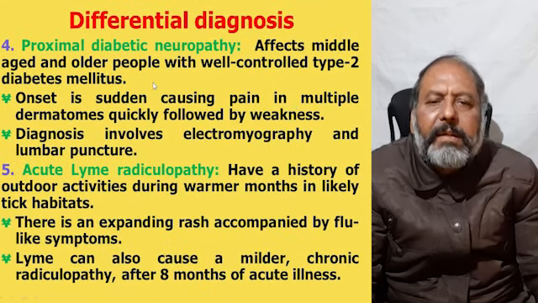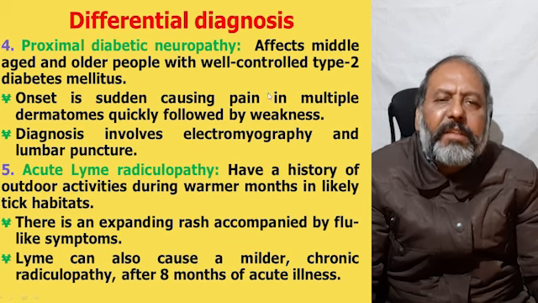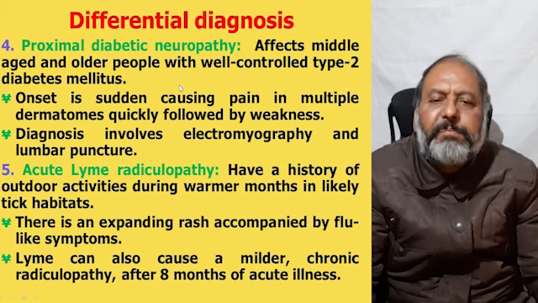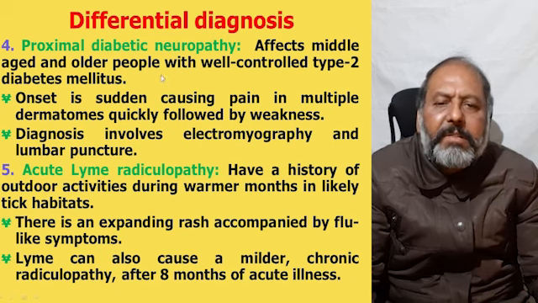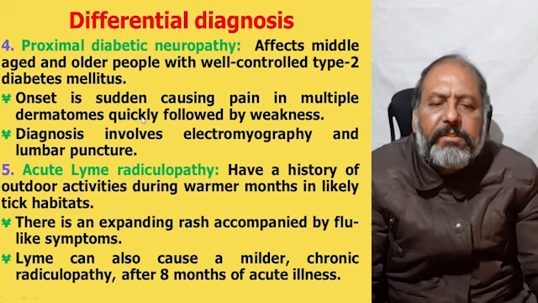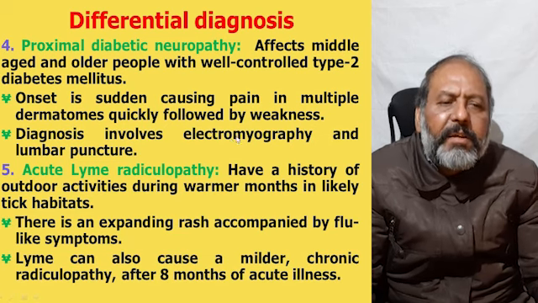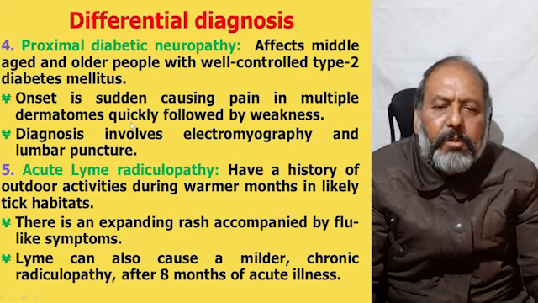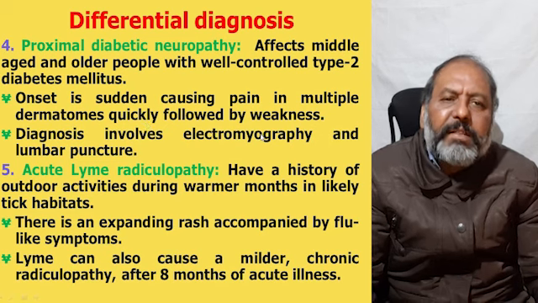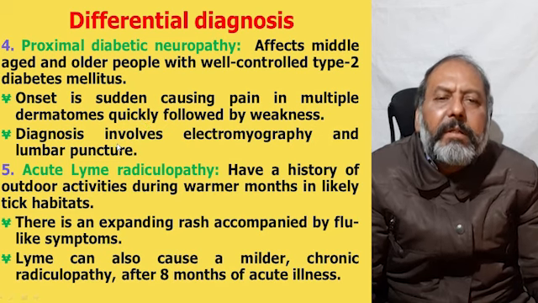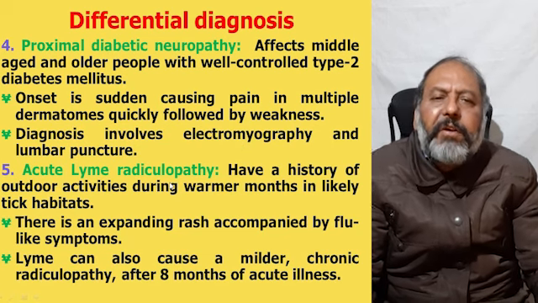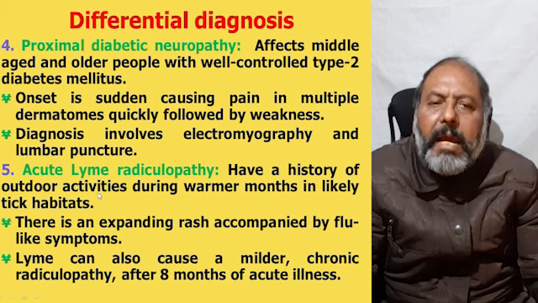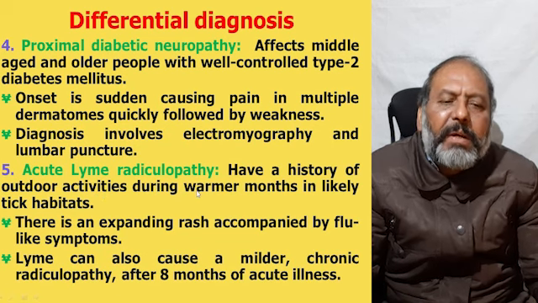Then proximal diabetic neuropathy, it affects middle-aged people and the older people with well-controlled type 2 diabetes mellitus. Its onset is sudden, causing pain in the multiple dermatomes quickly, followed by the weakness of the area. Diagnosis involves electromyography and lumbar puncture.